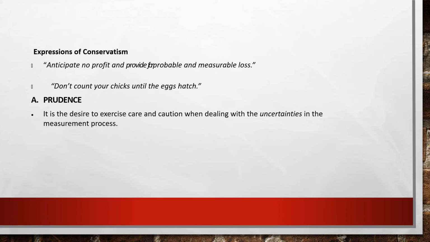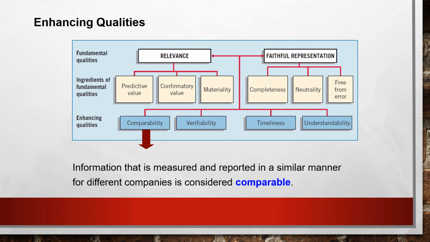Okay, so next stop is prudence. So to exercise care and caution when dealing with uncertainties, no, especially in the measurement process. So exercise care and caution, okay, because assumptions, especially in terms of uncertainty, could cause our financial statements to be erroneous or misstated. Okay, so here are the enhancing qualities as presented. So we have comparability. So information that is measured and reported in a similar manner for different companies is considered comparable. Okay, so size doesn't matter, so as long as you are measuring and reporting it in the same manner as for different companies, that is considered as comparable.